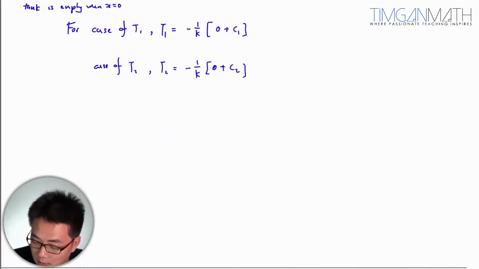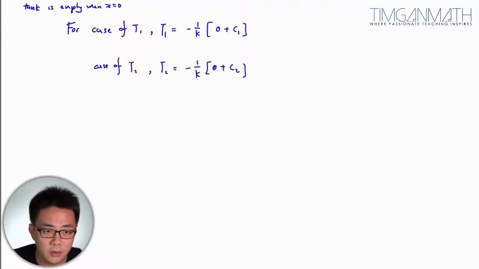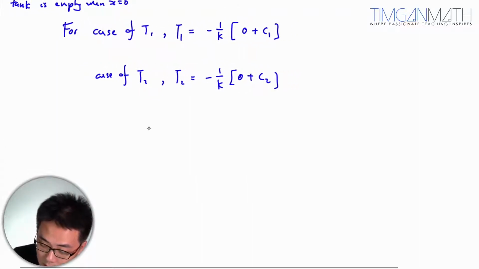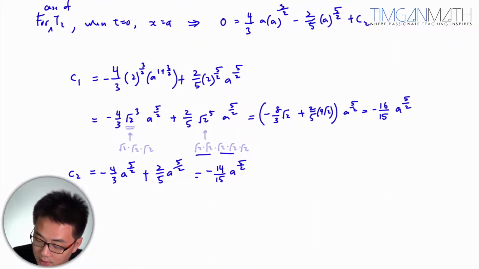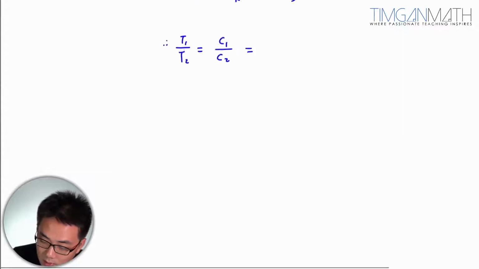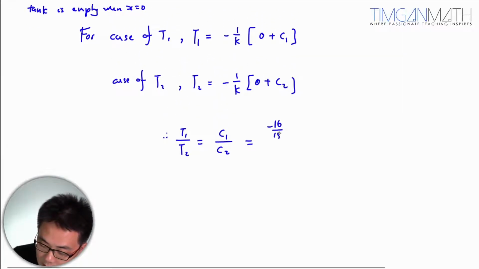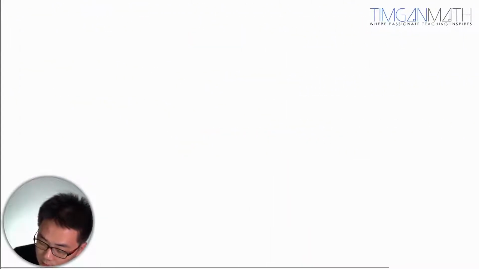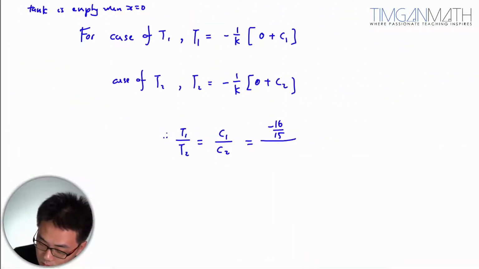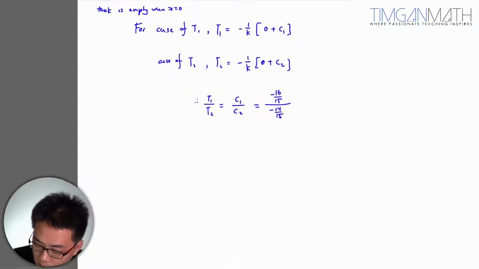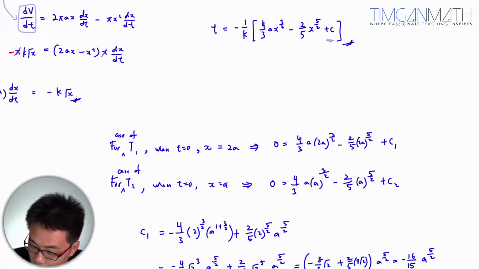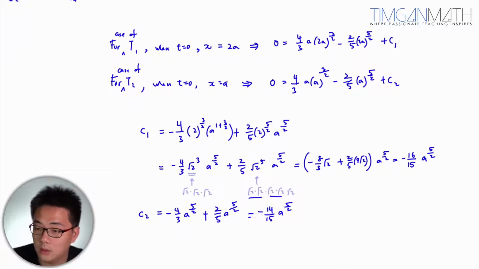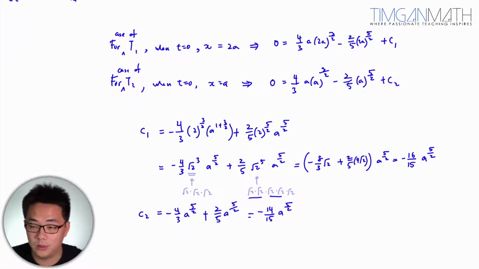Since I want to find the ratio of T1 to T2, T1 to T2 will just be C1 over C2, and K cancels away. So C1 is negative 16 over 15 over negative 14 over 15. Okay, let's check.